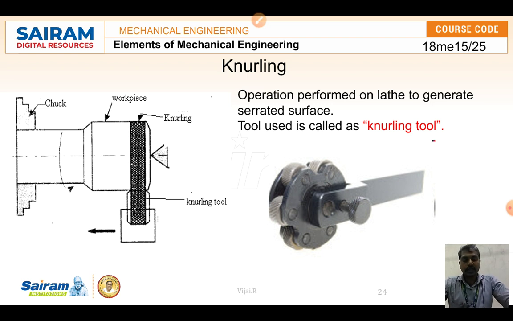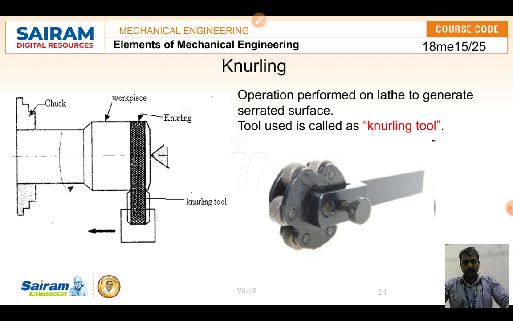So for making the grip surface, the serrated surface is needed in the cylindrical job. So there we are going to use a knurling tool. A knurling tool, you can see on the right side, consists of roller type tools. When we press the knurling tool rollers over the rotating workpiece, the shapes on the rollers are embossed on the job workpiece.